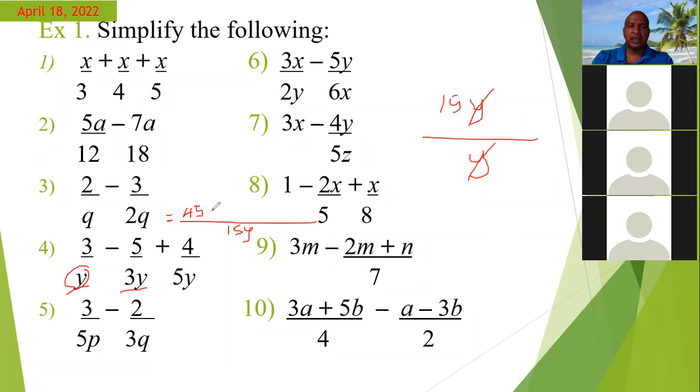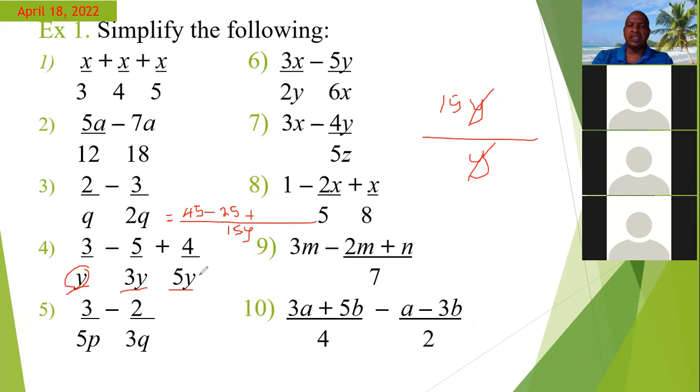So that's for this one. What about this one here? What you do to the 3y to get 15y? You times it by how much? Times 5. So 3y times 5 gives you 15y. So in the numerator, you multiply 5 times 5, you get 25. All right, continue. What you do to the 5y to get 15y? Yes, it times the 3.